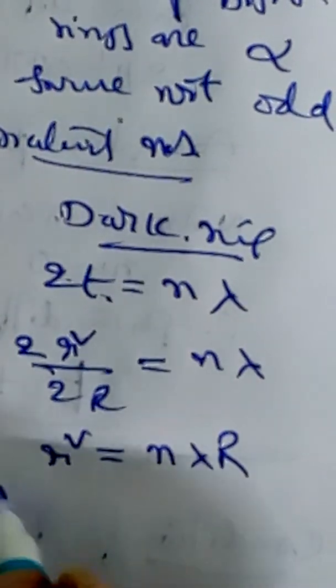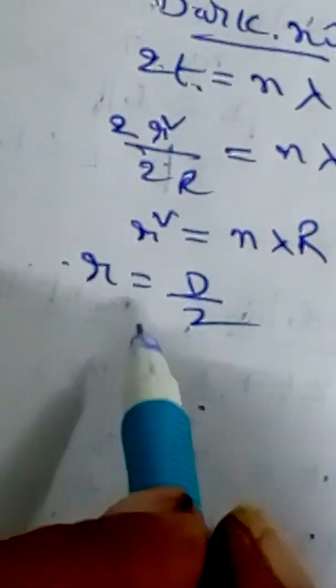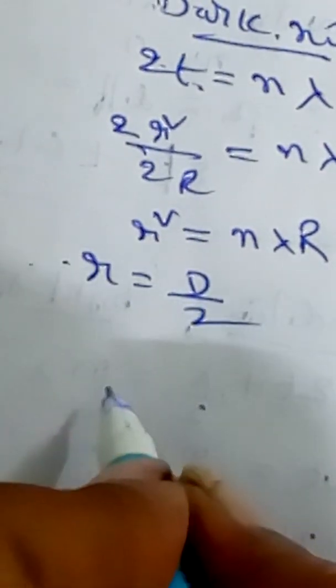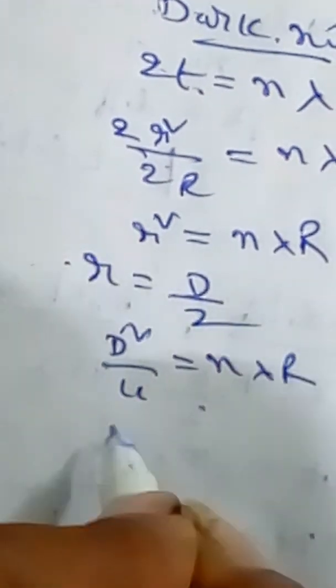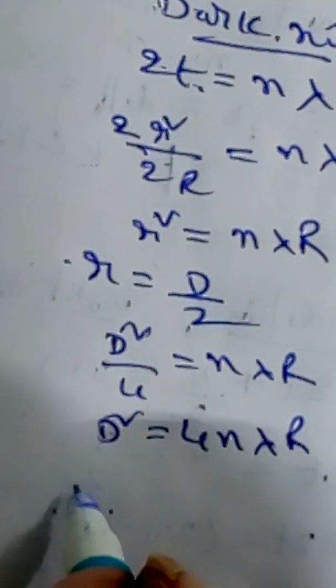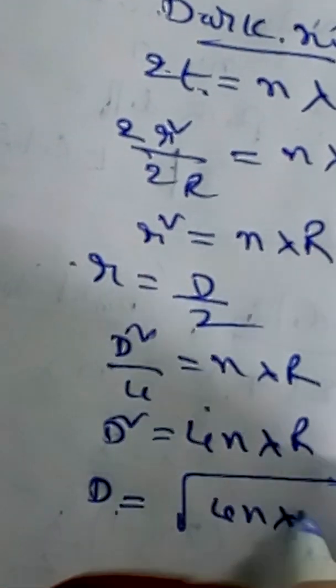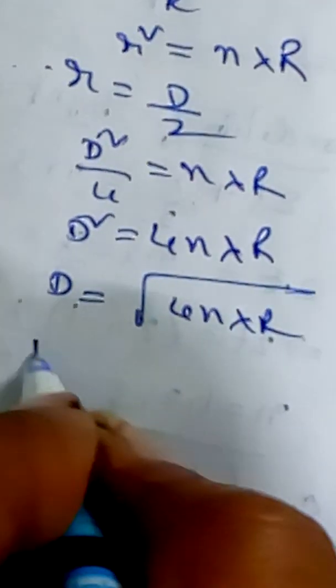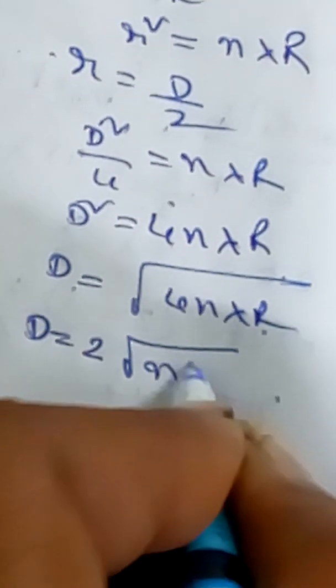So what is r? r is equal to d by 2, diameter by 2. So r square means d square by 4. So therefore d square by 4 is equal to n lambda R. d square is equal to 4n lambda R. So d is equal to square root of 4n lambda R. So bring 4 outside. So d is equal to 2 into square root of n lambda R.